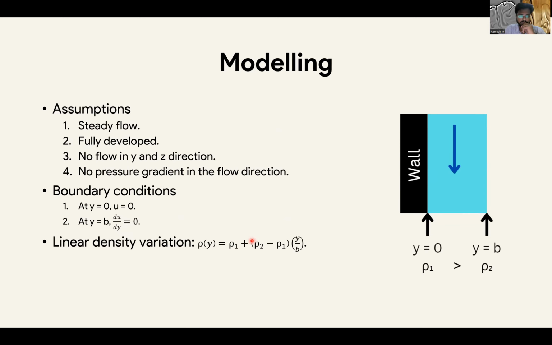The way I approached it: the assumptions are that the flow is steady and fully developed, and there is no flow in the y and z directions, so there is no pressure gradient. The flow is mainly driven by gravity because it is a vertical plane. The boundary conditions are that velocity is zero at the wall, so this is a no slip boundary condition, and velocity will be maximum at the free surface, so the velocity gradient will be zero.